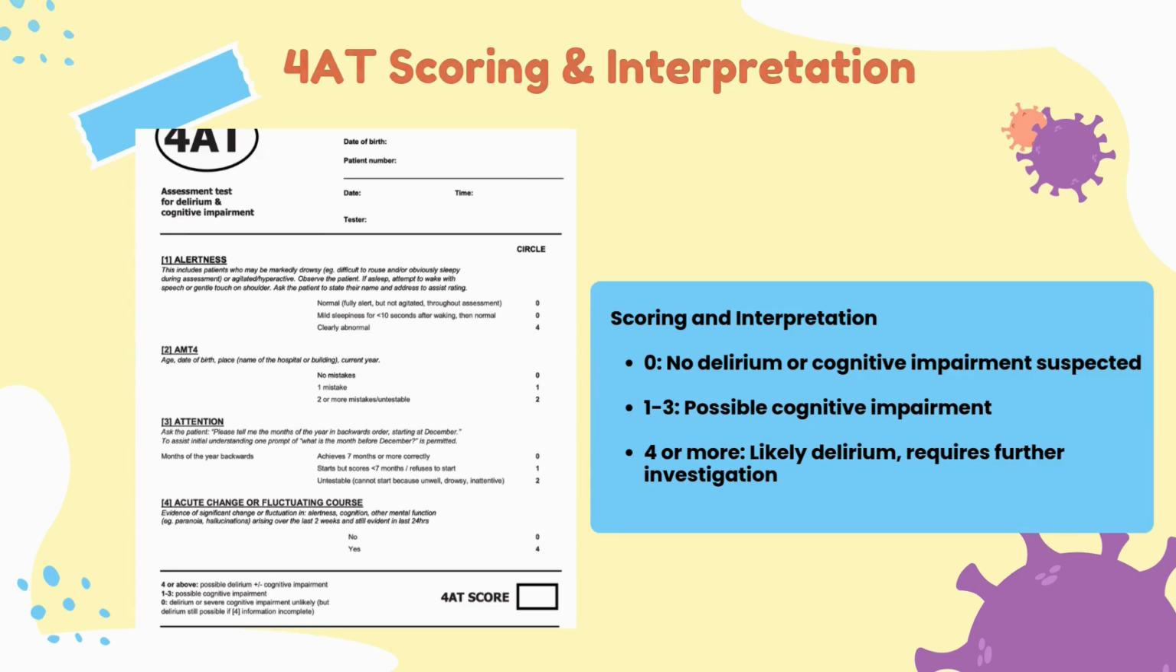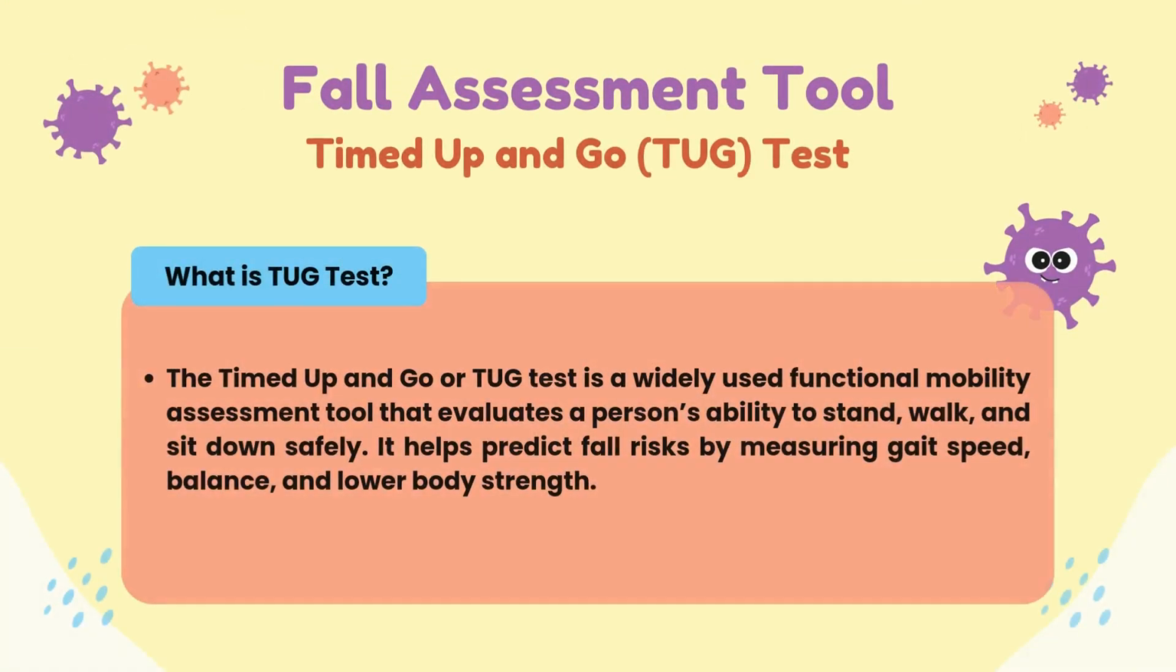Another important assessment tool for evaluating fall risk is the Timed Up and Go, or TUG test. This test is widely used to assess a patient's functional mobility by measuring their ability to stand up, walk a short distance, turn, and sit down safely. By evaluating gait speed, balance, and lower body strength, the TUG test helps identify individuals at higher risk of falls.